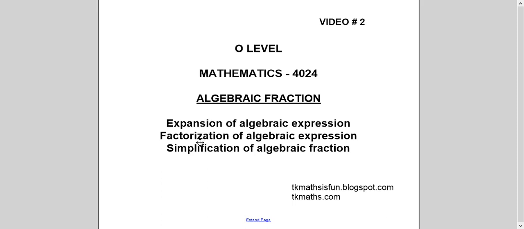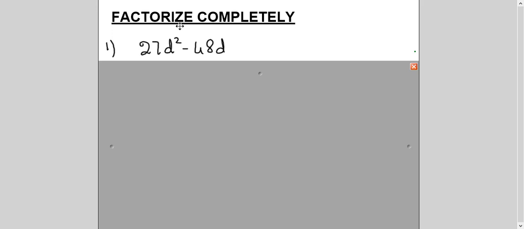So let's begin with the concept. Factorize completely. When the question is given, I have taken different forms of algebraic expression to show how to factorize them. So this is the first form: 27d square minus 48d. You have to see what are the common numbers or common letters in it.